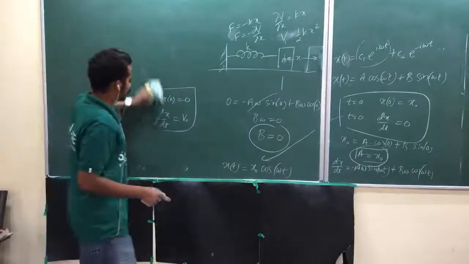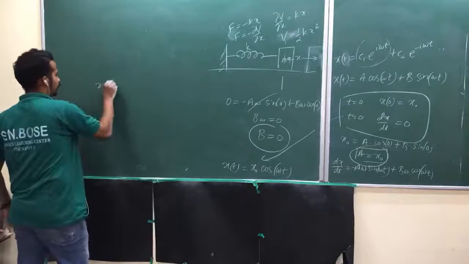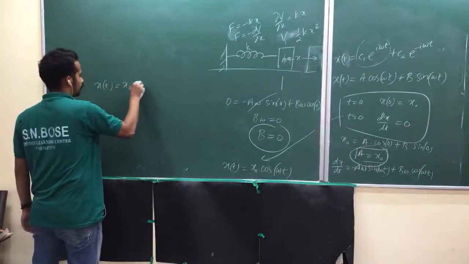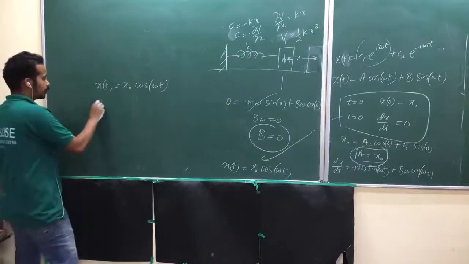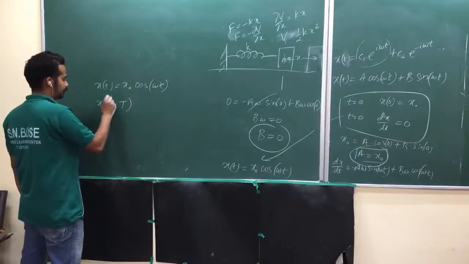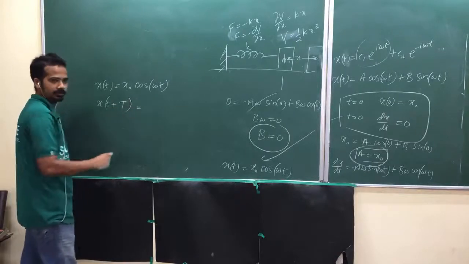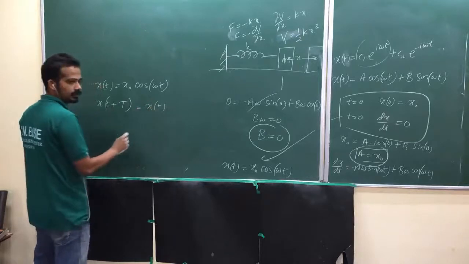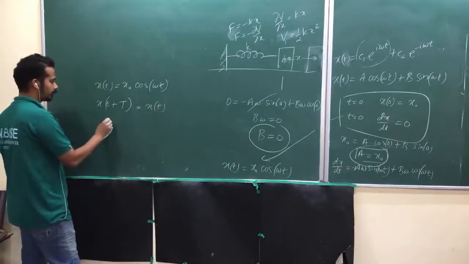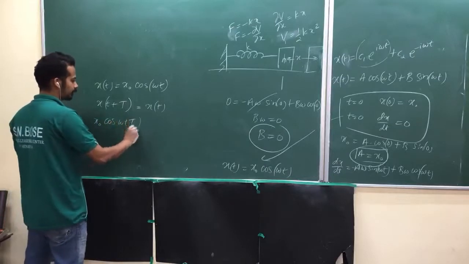Now look at here, it is a periodic motion, am I right? Let me take this solution: x of t is equal to x naught into cos omega t. Now x of t plus T, after some time period, we call that the time period. After some time it will repeat, am I right? So again you can write that as x naught into cos of omega into t plus T.